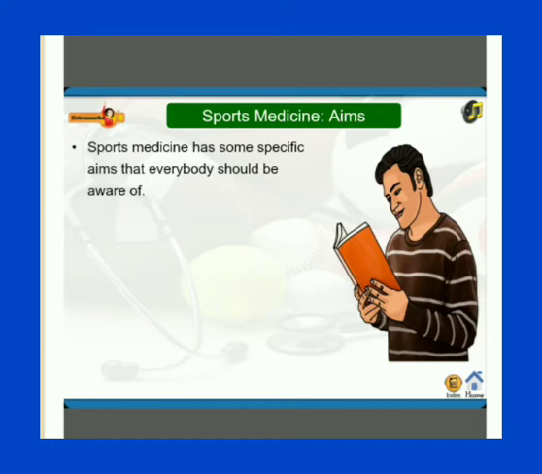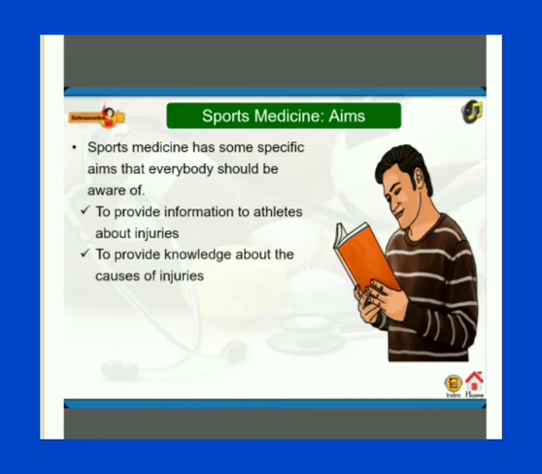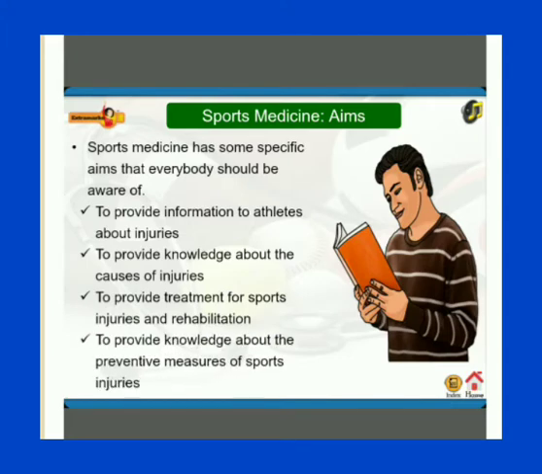Sports medicine, aims. Sports medicine has some specific aims that everybody should be aware of. The main aims of sports medicine are to provide information to athletes about injuries, to provide knowledge about the causes of injuries, to provide treatment for sports injuries and rehabilitation, and to provide knowledge about the preventive measures of sports injuries.